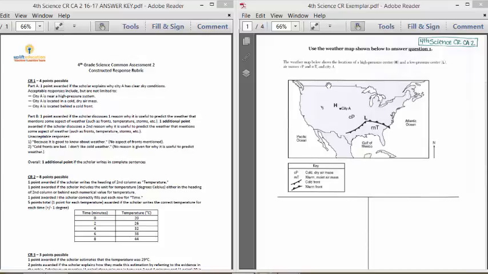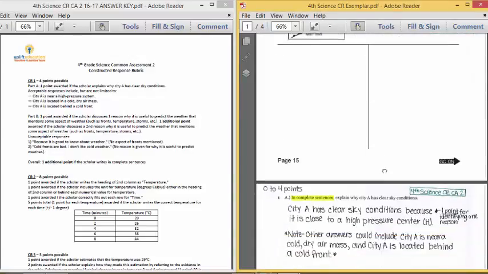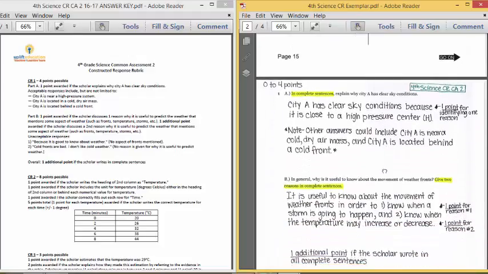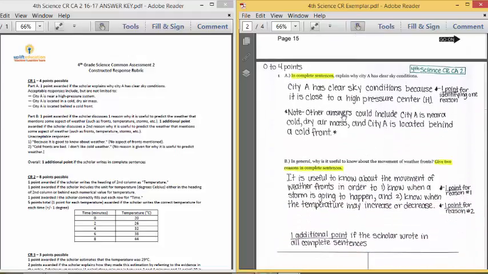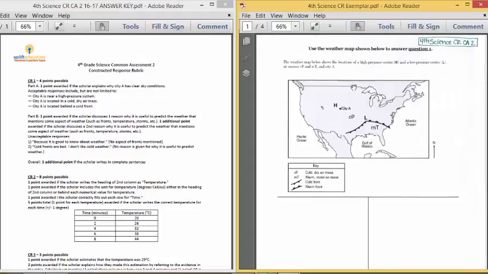Question number 1 asks scholars to use a weather map that is shown here in order to answer questions about the map and about the weather. Number 1 is split into two parts, Part A and Part B. Part A asks scholars to explain why City A has clear sky conditions, which is located right here.